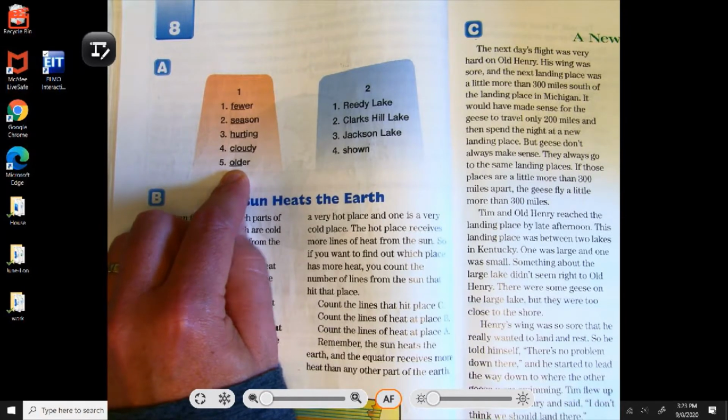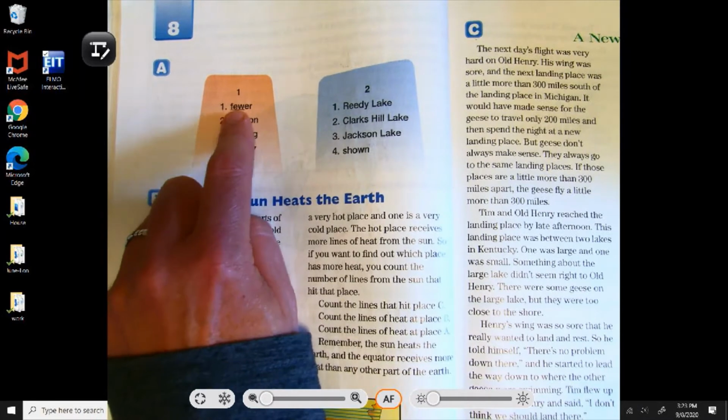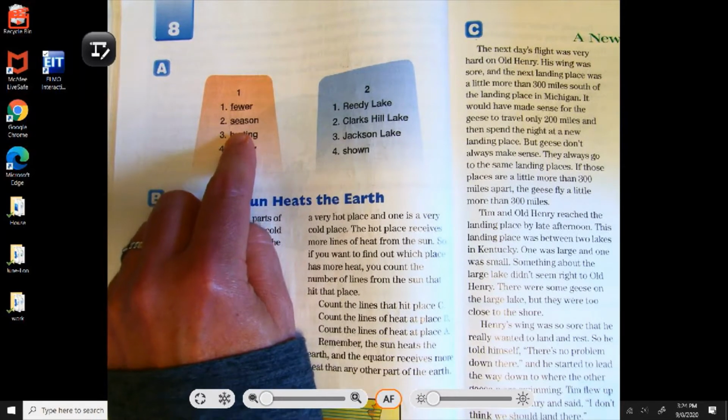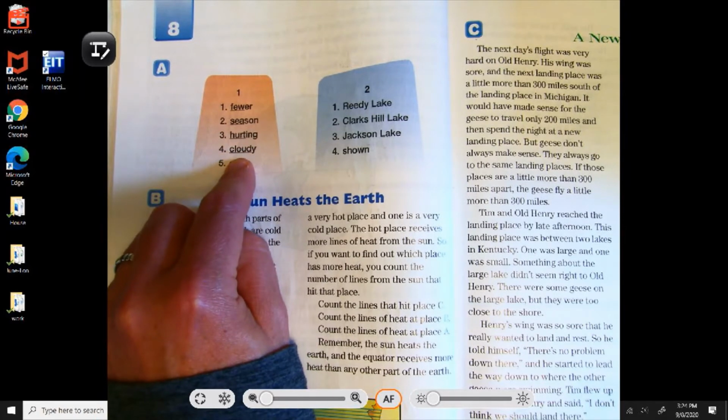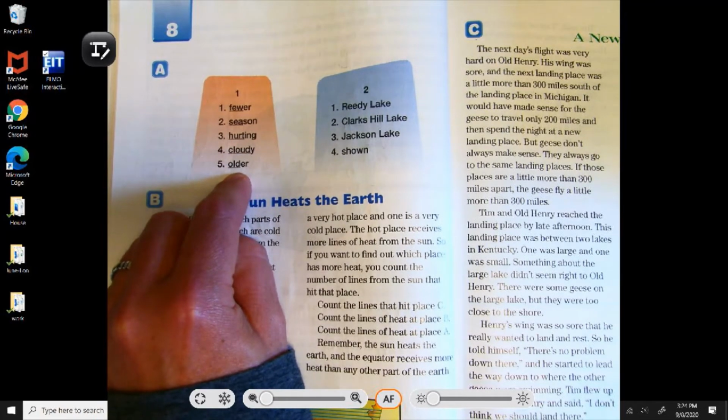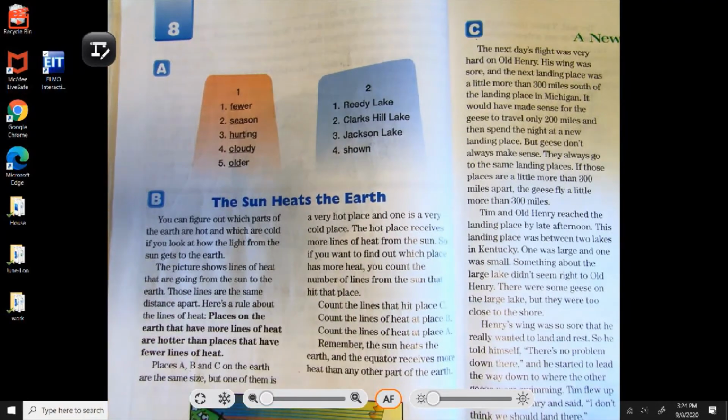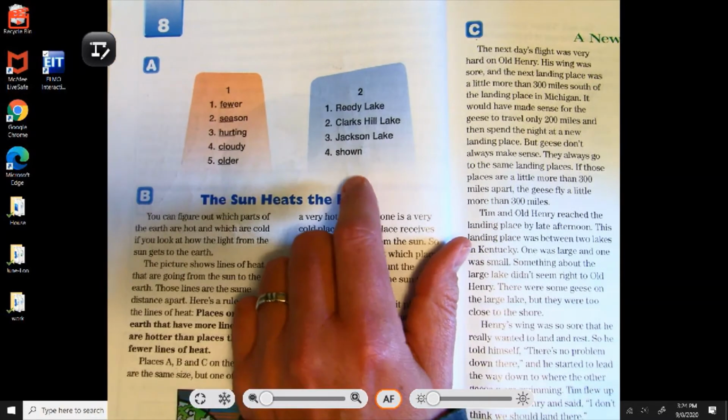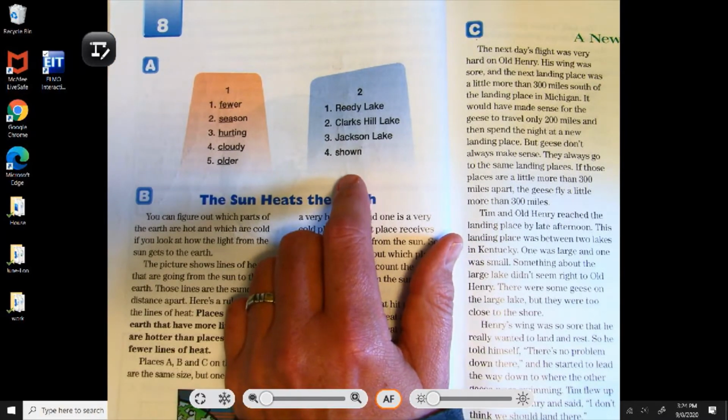Older. Scholars, let's do that whole column the quick way. Ready? Up here to the top. Fewer, season, hurting, cloudy, older. Very good. Column 2. So the first 3 words actually name places.